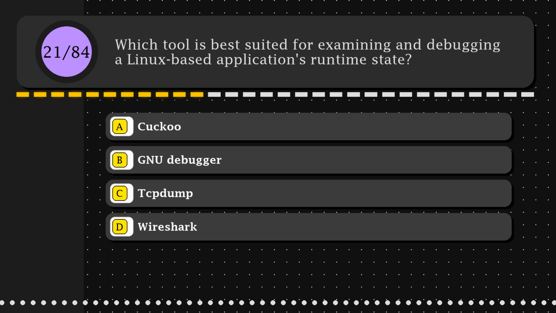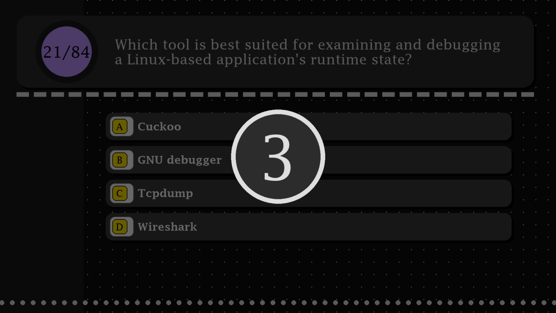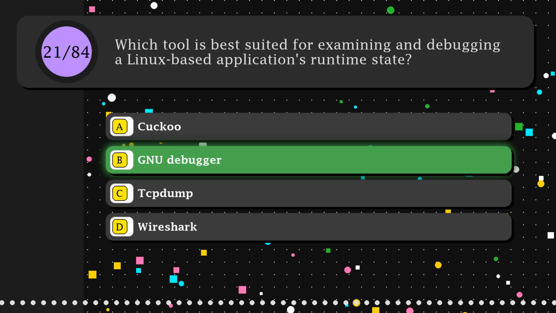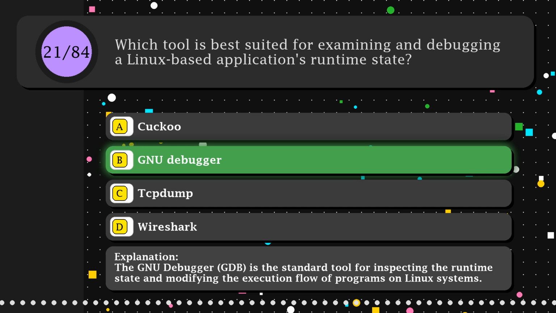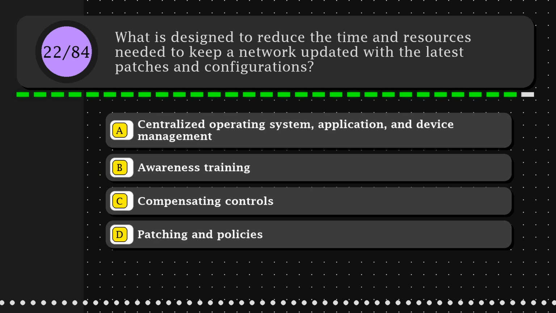Option A, Cuckoo. Option B, GNU Debugger. Option C, CDump. Option D, Wireshark. The correct answer is option B, GNU Debugger. The GNU Debugger, GDB, is the standard tool for inspecting the runtime state and modifying the execution flow of programs on Linux systems. Question 22.